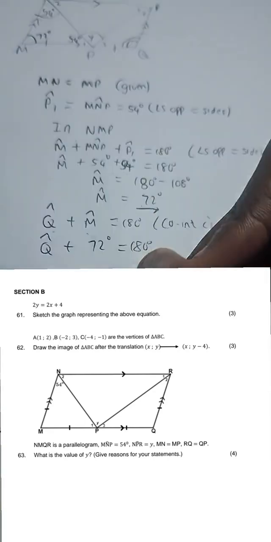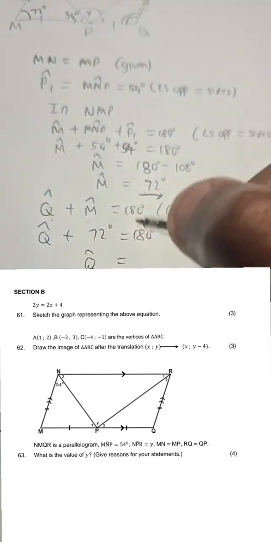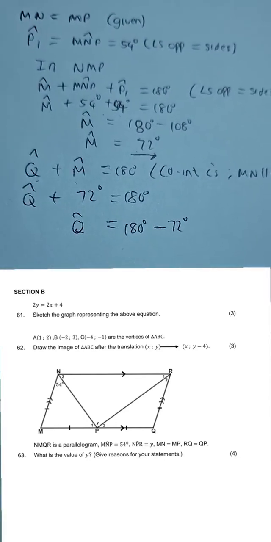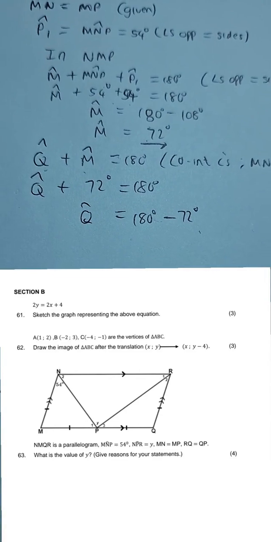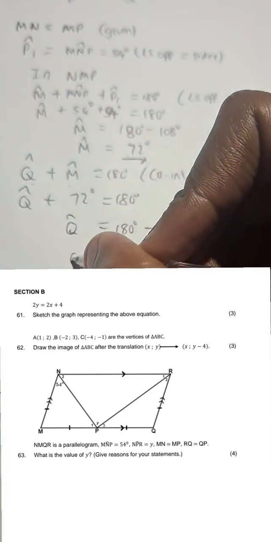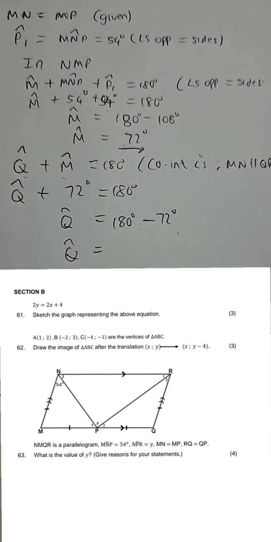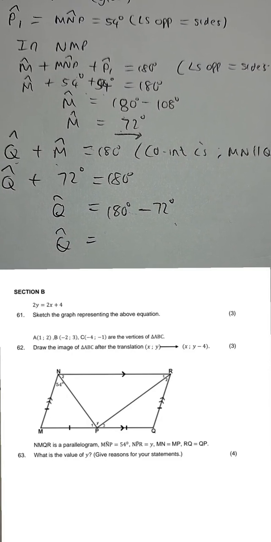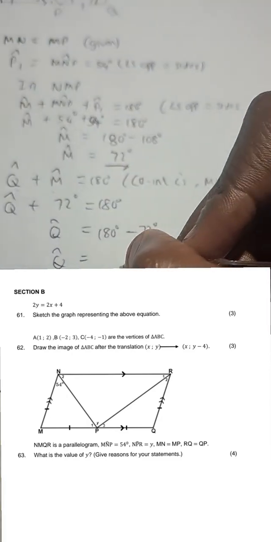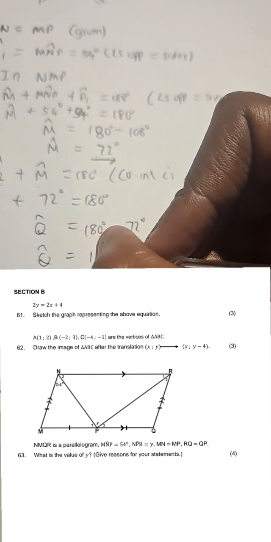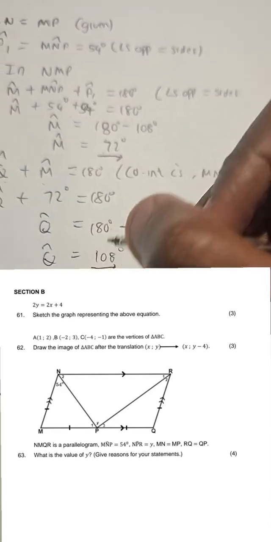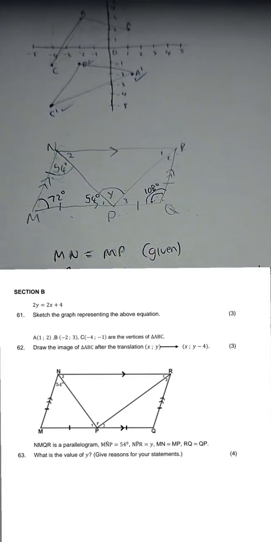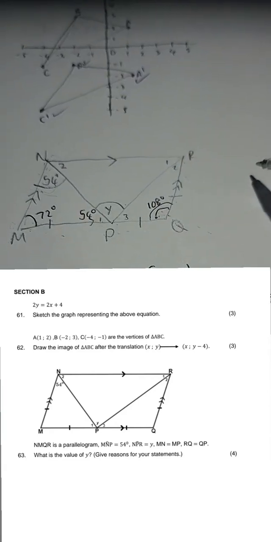It is equal to 180. Now we can transpose our 180 minus the 72 degrees. What's 180 minus 72, guys? That gives us what? 180 minus 72. So that means we have 108 degrees. Can you see where I'm going with this?